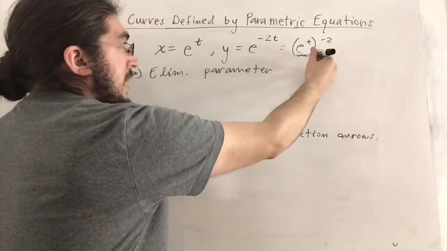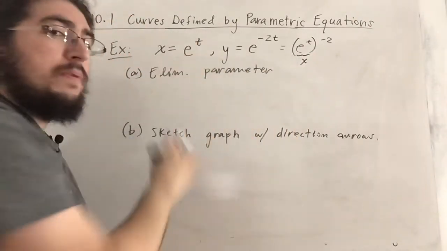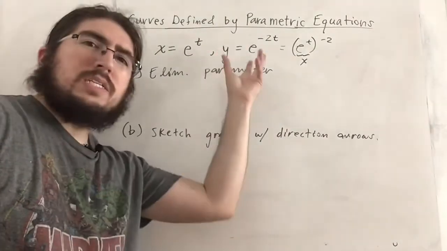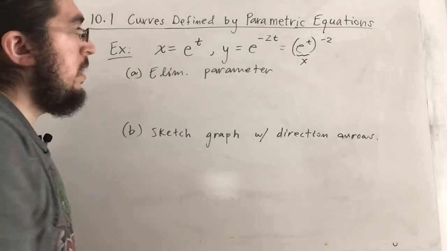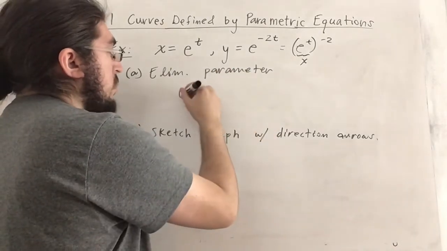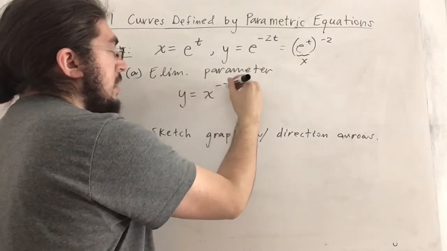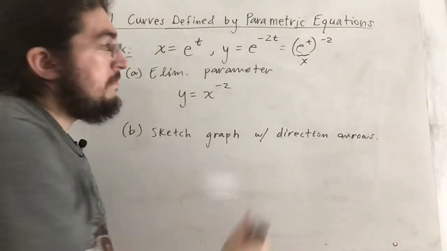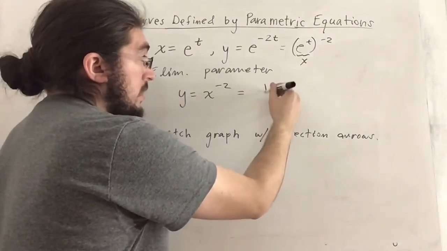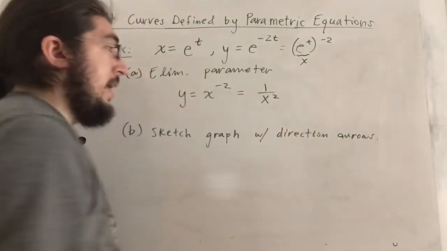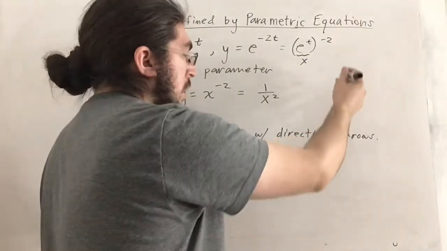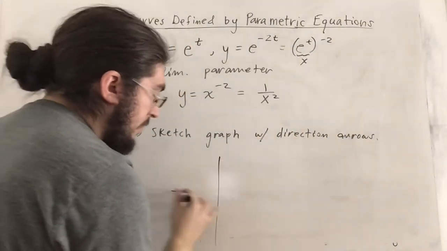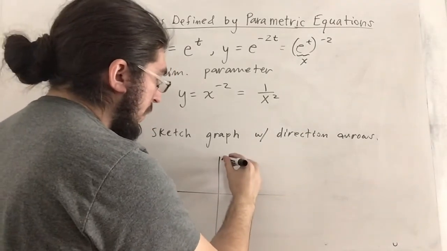And what do we know about e to the t? It's equal to x from the first equation. Also notice here we don't have restrictions, which will make things a little easier on us. So now we have the equation y is equal to x to the negative 2. And that's basically it, because, well, that's 1 over x squared. And I don't know about you guys, but I remember how 1 over x squared looks. And I guess I'll draw it down here. And it looks something like this.